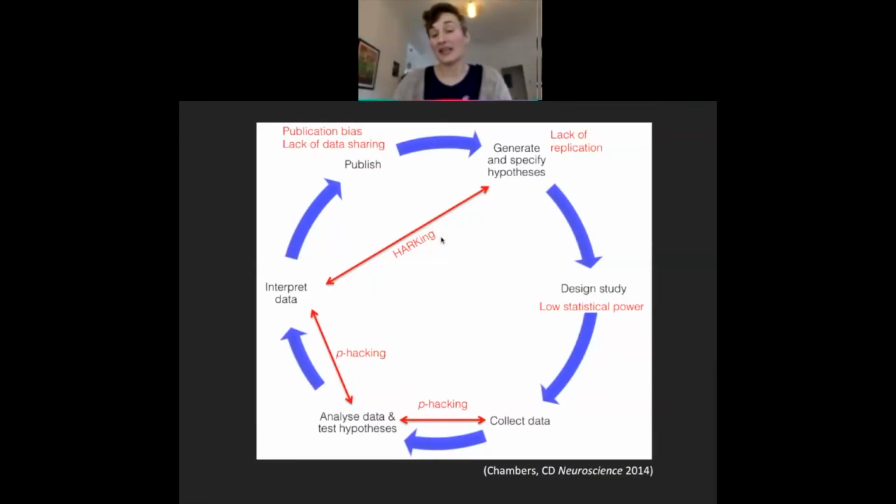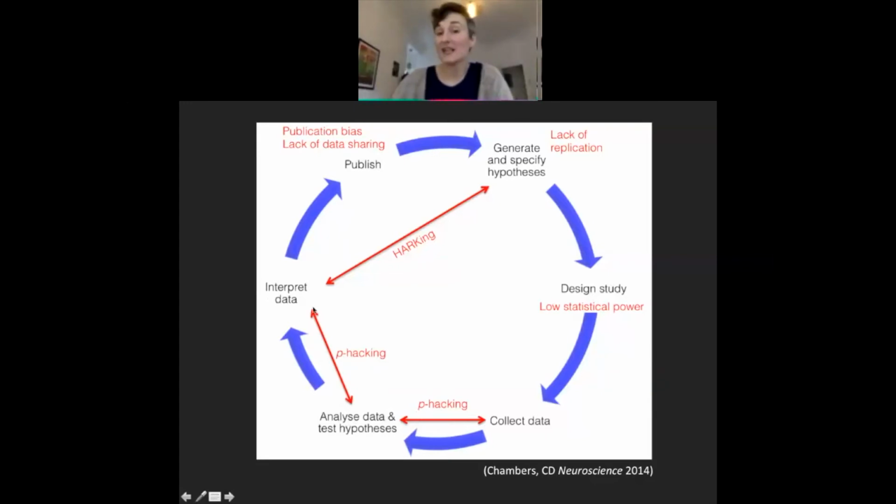So here is a graphical summary of all these questionable research practices and where they come into play during the scientific process. When you start out, you start with an idea and a specific hypothesis you want to test. In general, most scientific work is usually not replicated. So there are basically no replication studies found. Then you start your study design. So how do you want to address your hypothesis? Here often the statistical power is too low to really be confident that the effects you find are true. You start collecting your data, you analyze your data, this is where p-hacking happens, and you interpret your data, this is where p-hacking continues to happen.